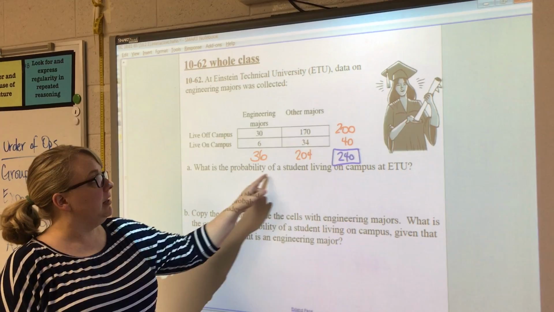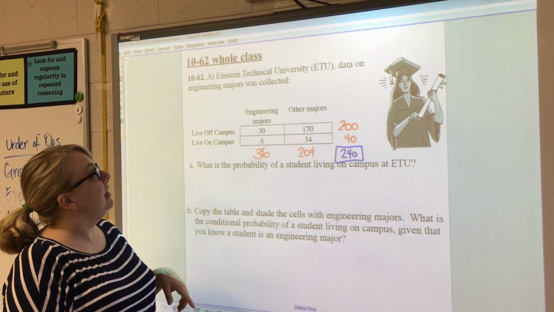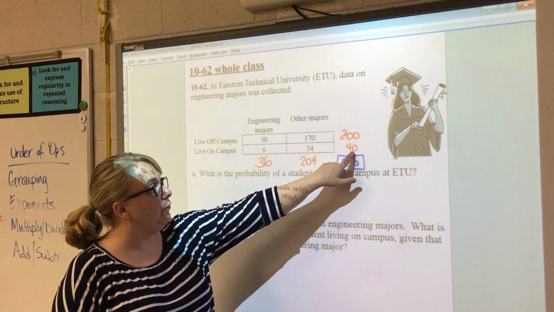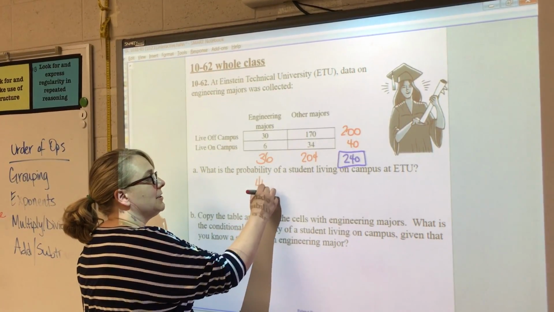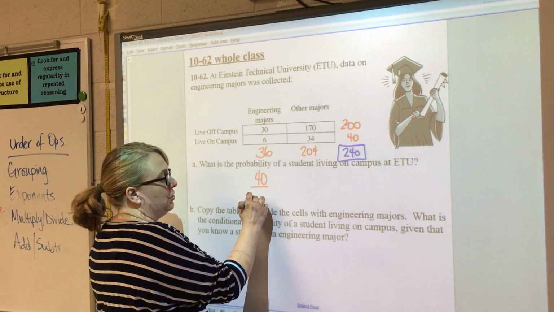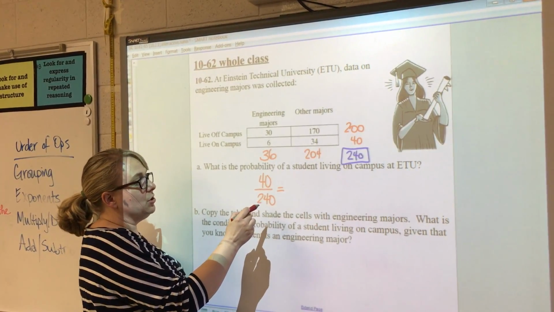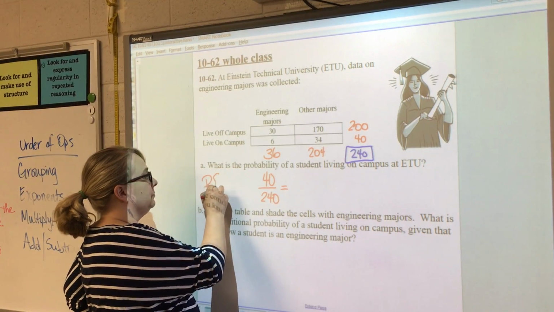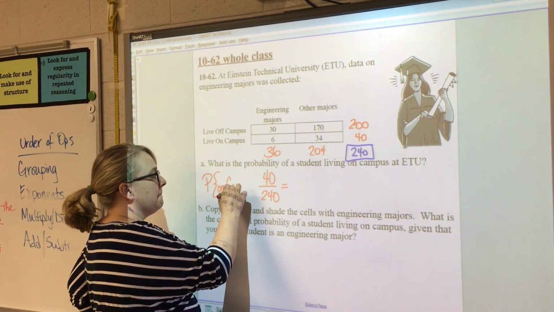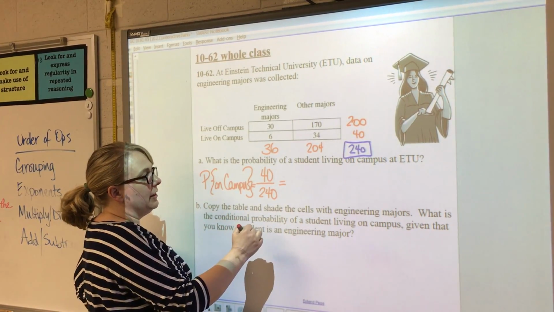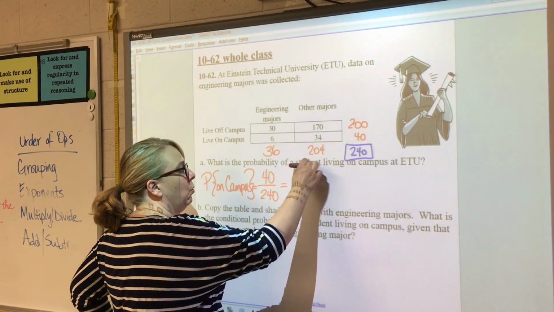So what's the probability of a student living on campus at Einstein Technical? Well, we look at the on campus, there was a total of 40 living on campus out of the total number of students, which was 240. So that means my probability that a student is living on campus is 40 out of 240, or 1/6.